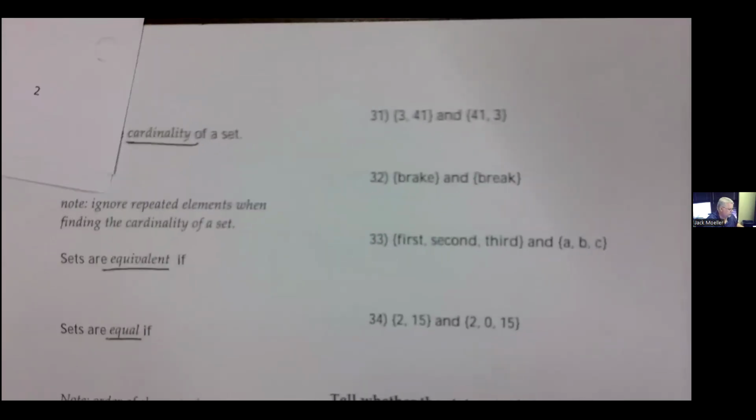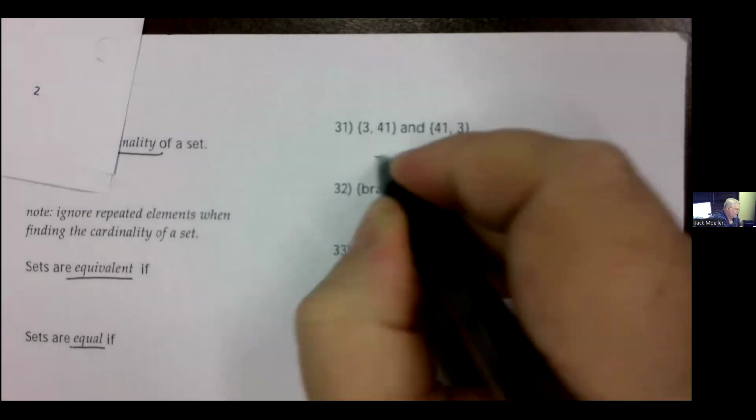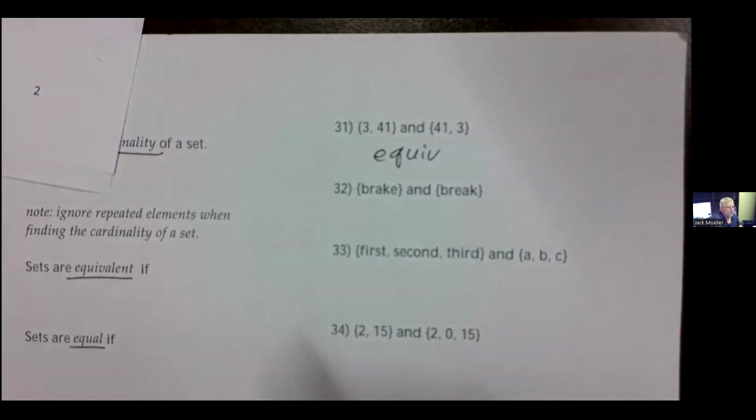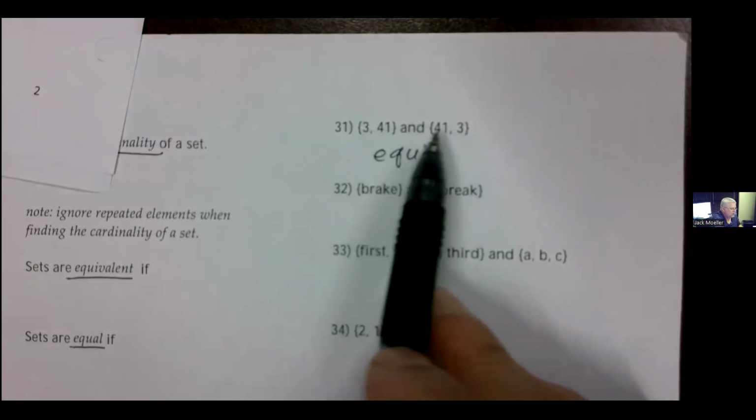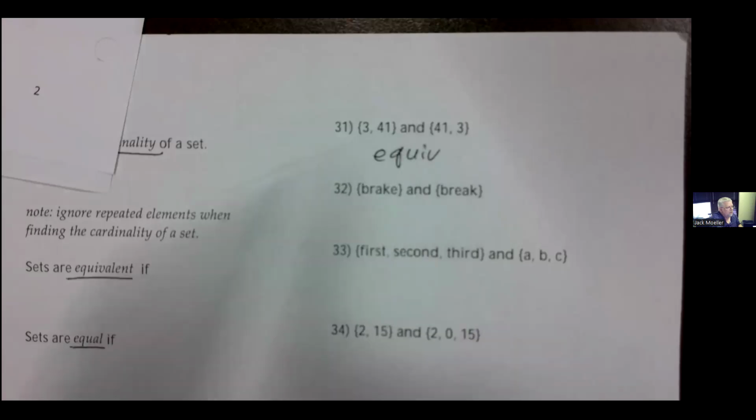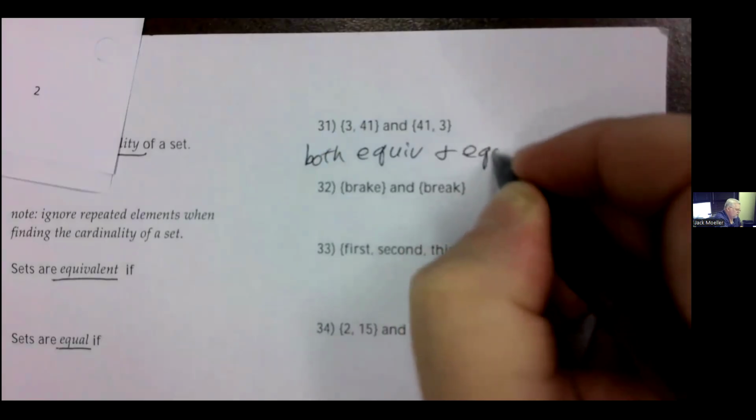All right, let's do some of this equivalent versus equal. Good. All right, so 31. Are those equal, equivalent? Then we'll also say both or neither. So let's start with equivalent. Are they equivalent? This has two elements. This has two elements. So they are equivalent. Are they equal? Well, this has a 3. This has a 3. This has a 41. So does order matter? No. These are both equivalent and equal.